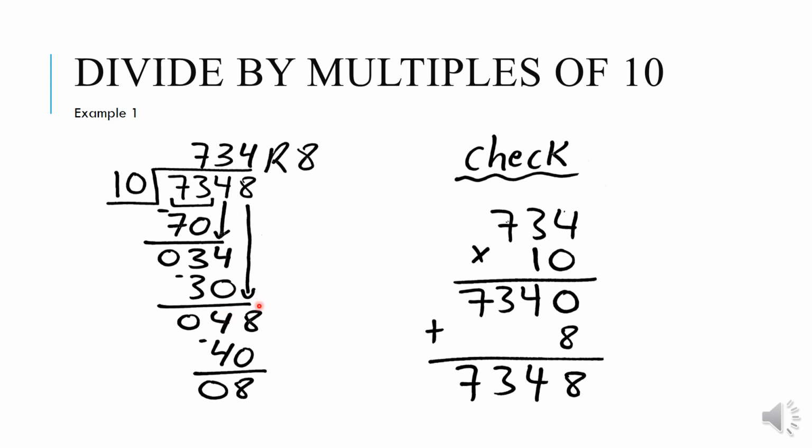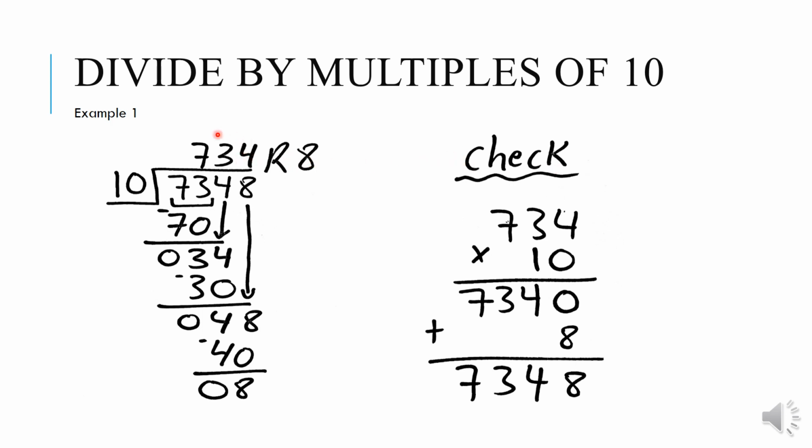Now I have to bring down the 8. Since I brought down a digit, I should repeat the long division process. Now I have 48. I ask myself, how many tens do I need to make 48 or almost 48? 10 times 4 is 40, 10 times 5 is 50. 50 is greater than 48, so I have to use 10 times 4. I write the 4 in the quotient next to the 3. What's 10 times 4? It's 40. I write it directly under the 48. 48 minus 40 equals 8. 8 is the remainder.